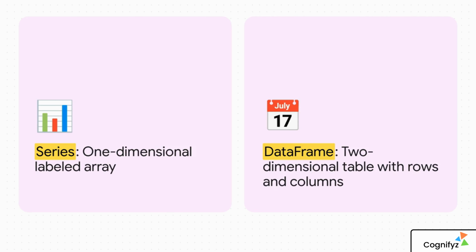But then you step up to the big leagues with the DataFrame. A DataFrame is a 2-dimensional table with rows and columns. It's essentially a full-blown Excel spreadsheet built directly into your Python code, allowing you to cross-reference multiple Series at once.